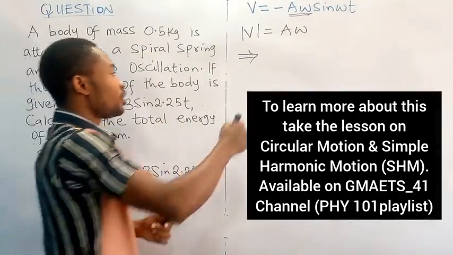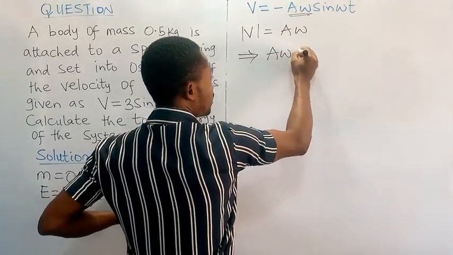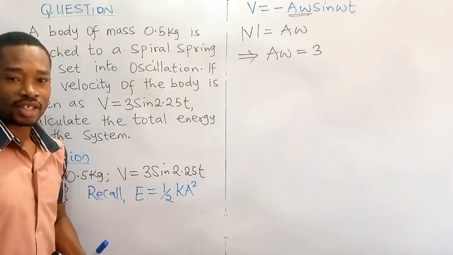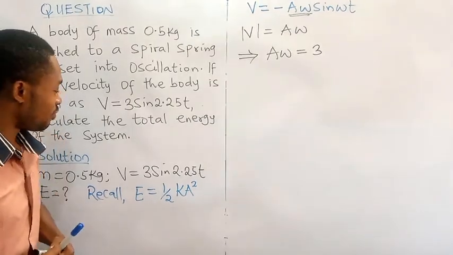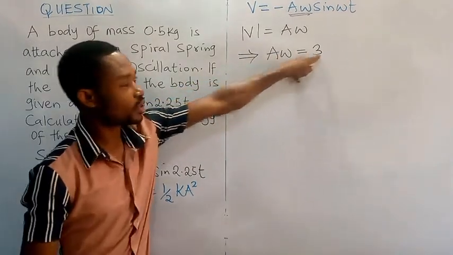So we move on. I am going to say that 3 is equal to AW, or I can say it implies that AW is equal to 3. If AW is equal to 3, we can actually determine other values. And how do we do that? Watch. Now we have that AW is equal to 3.